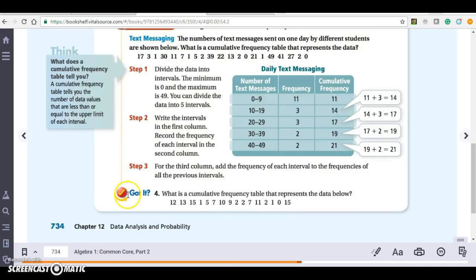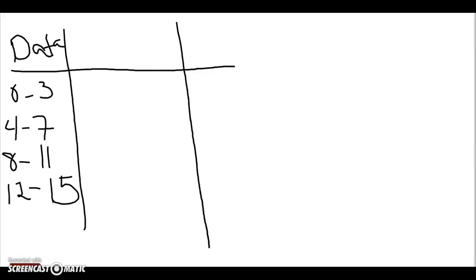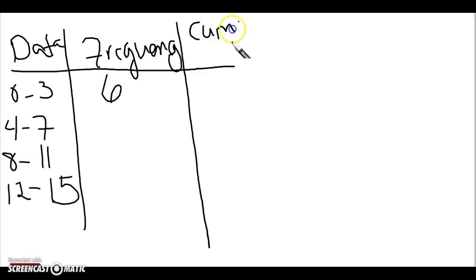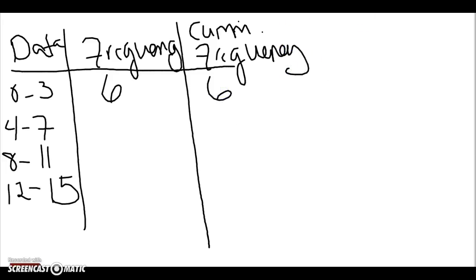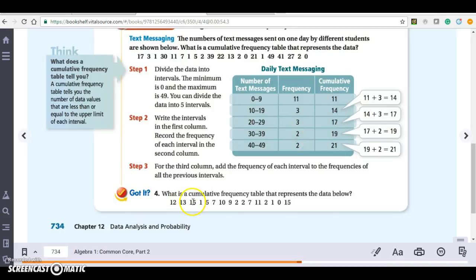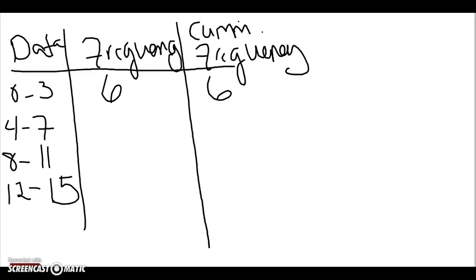Okay. So how many times do we have 0 to 3? And I count 1, 2, 3, 4, 5, 6. So I'll put 6 here. This is frequency. And this is cumulative frequency. And so of course that would be 6 as well. So 4 to 7, I have 1, 2, 3. 3 points that are 4 to 7. So that's a cumulative frequency of 9.